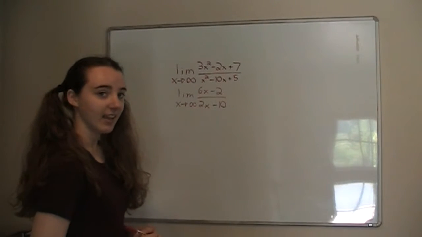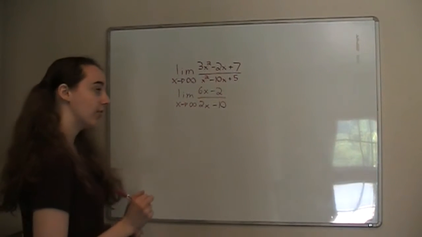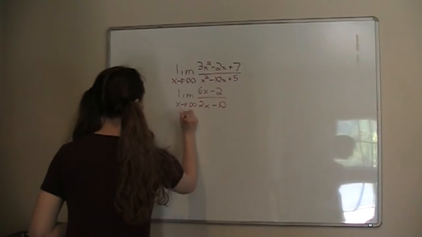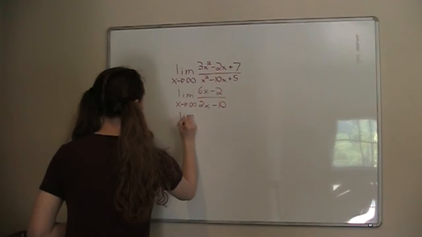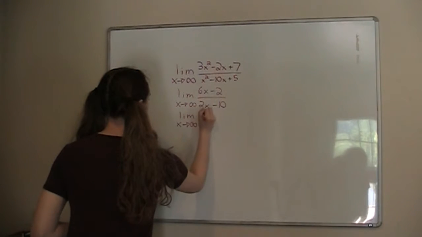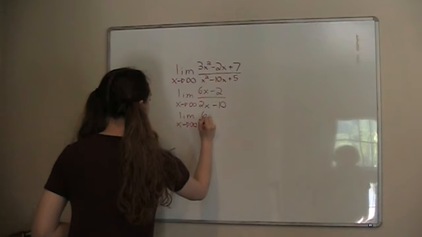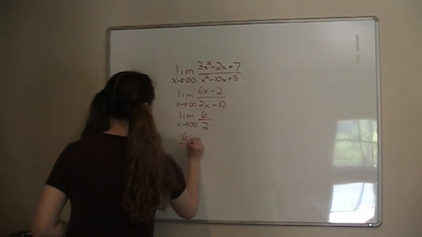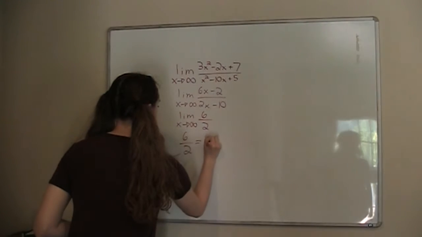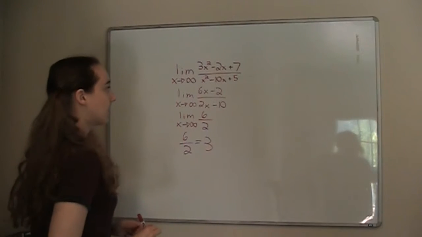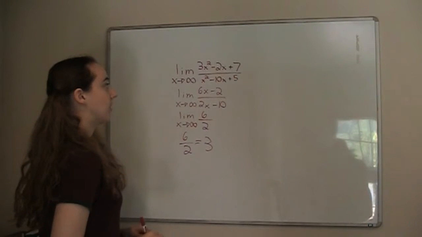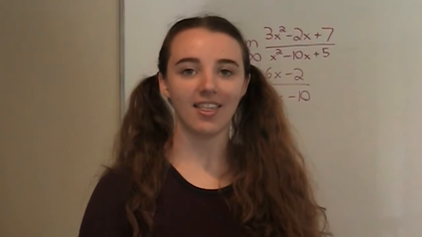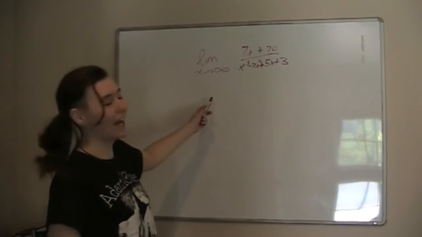When I plug in infinity again, I still get infinity over infinity. So I need to take the derivative of the top over the derivative of the bottom. The limit as x approaches infinity of 6 over 2. And that's my answer. 6 over 2 simplifies to 3. The limit as x approaches infinity of 3x squared minus 2x plus 7 over x squared minus 10x plus 5 is 3. Thanks, Captain Calculus.